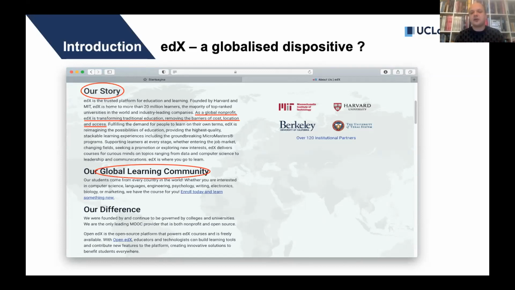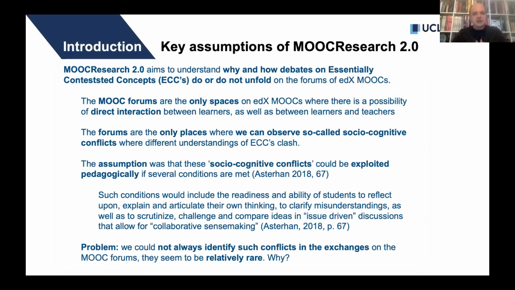But at the same time, of course, location and space still matters. And this is something that you can also even see on the website here, in the sense that there are, of course, certain universities, certain institutions that are highlighted and emphasized as partners in order to give authority to the dispositive itself. For instance, over here, there are clear references to Harvard University, Berkeley University, and then there are over 120 other institutional partners that you can find on the website, but that do not have the same kind of place and space. So what do we want to do with our research project then in investigating this global dispositive called edX?